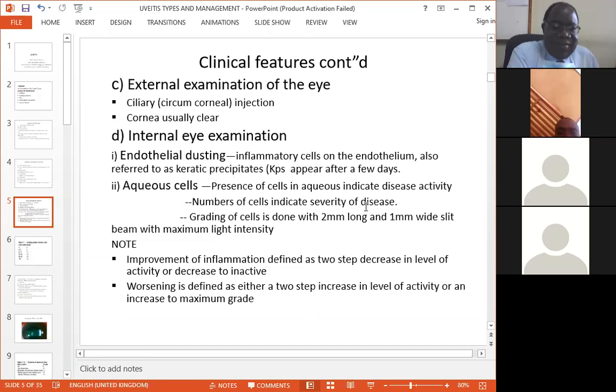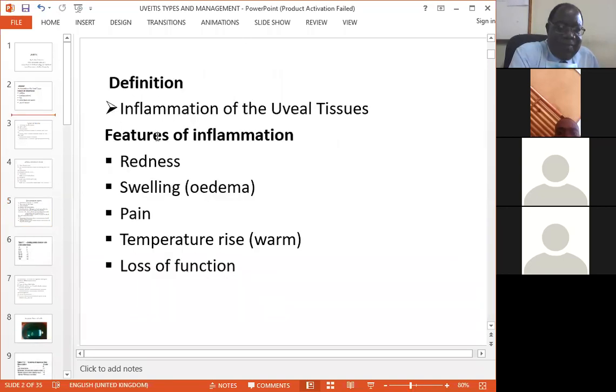Yes, I wanted to ask about the symptoms, because we've dwelled much on the signs that we'll see when we examine the patients, but what will the patients present with? Like when they come, what will move them to come? How will they be feeling when they have uveitis?